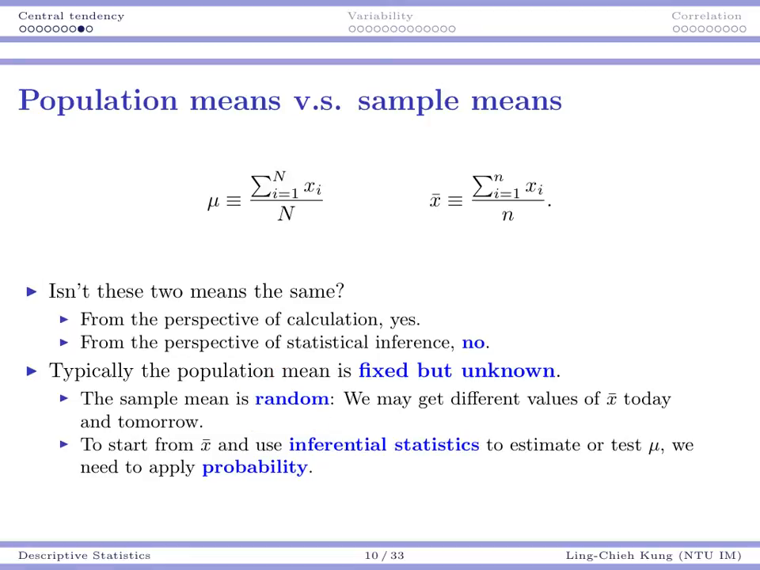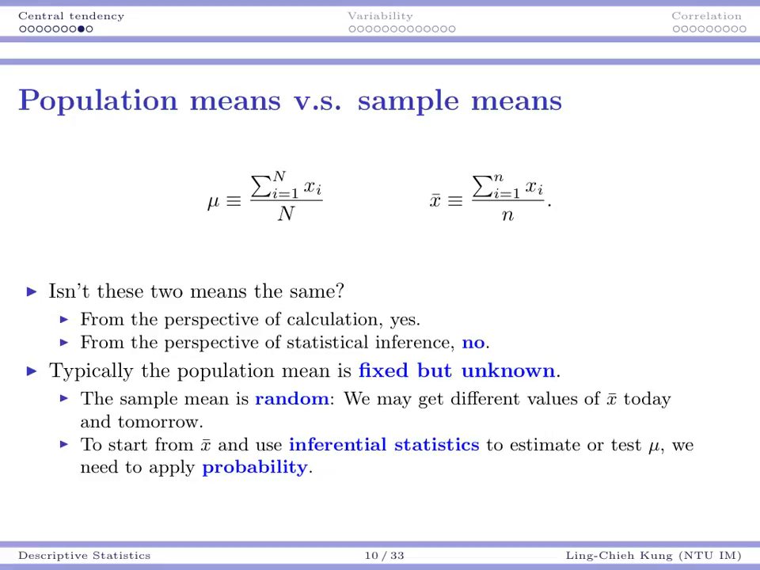Population mean is fixed. It's there. It's just that we don't know it. Sample mean is random. Today we get 100 students. Tomorrow we get another 100 students. That x bar would be different day by day, right? So x bar is somehow a random number. To use x bar to do inferential statistics to estimate or test mu, we need some methods, we need some theory. Probability will be used and some methods will be given to you.